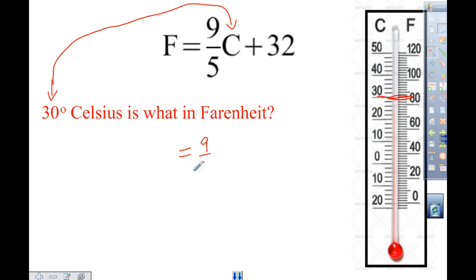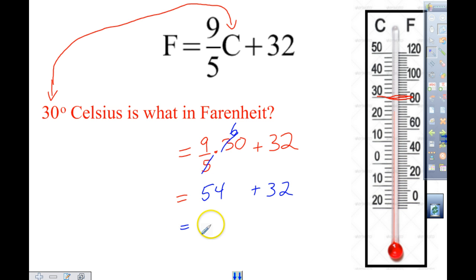So we've got 9 fifths times our Celsius, 30. And then you have to add 32. Multiply 9 fifths times 30. You can use a calculator, but I urge you not to just go straight to that, because 5 goes into 30 evenly. That's 6 times. So 9 times 6 is 54. Add 32. That is 86. 86 what? Degrees.